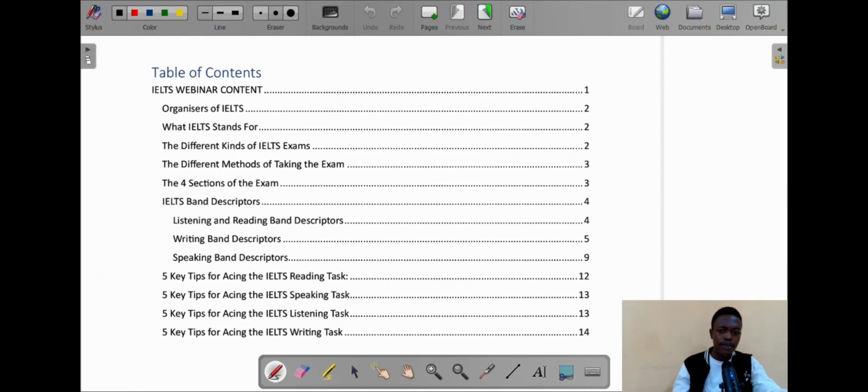Then we'll end the class with tips on each task. What are the tips you need to apply for the reading task? What are the tips you need for the speaking task? What are the tips you need for the listening task? And finally, the tips necessary for the writing task. So this is basically everything we'll be touching, and I hope you get as much as you can.